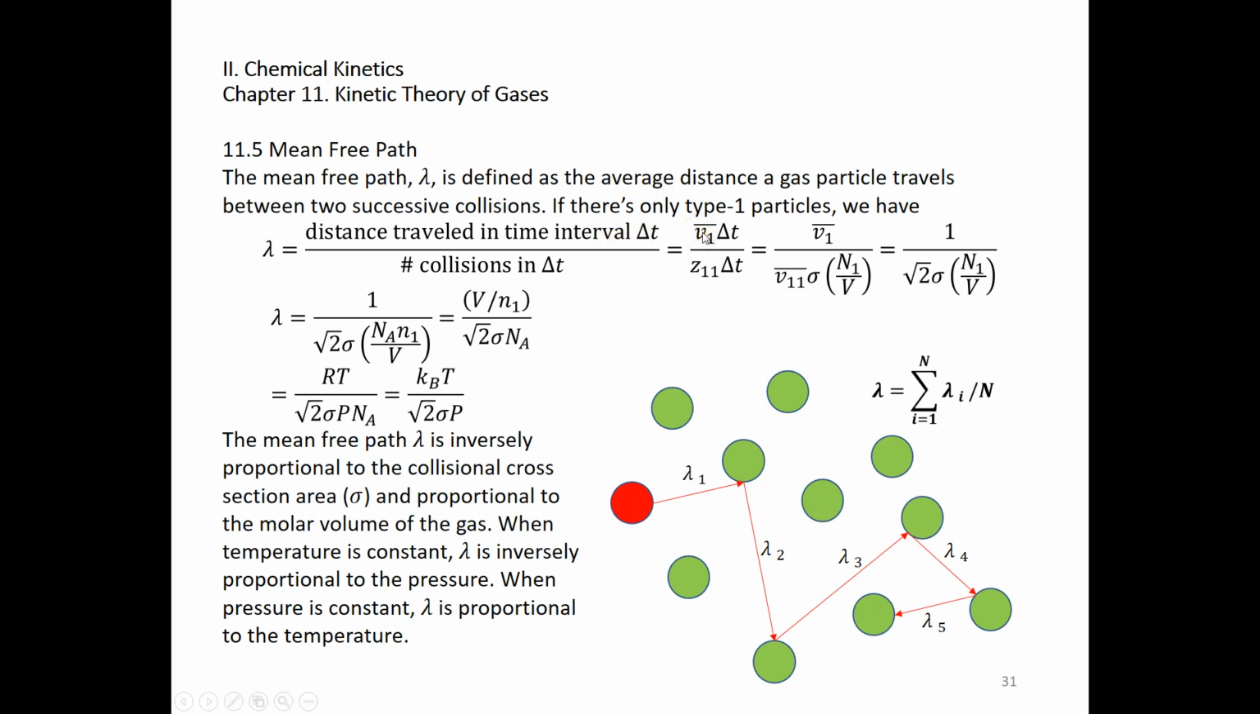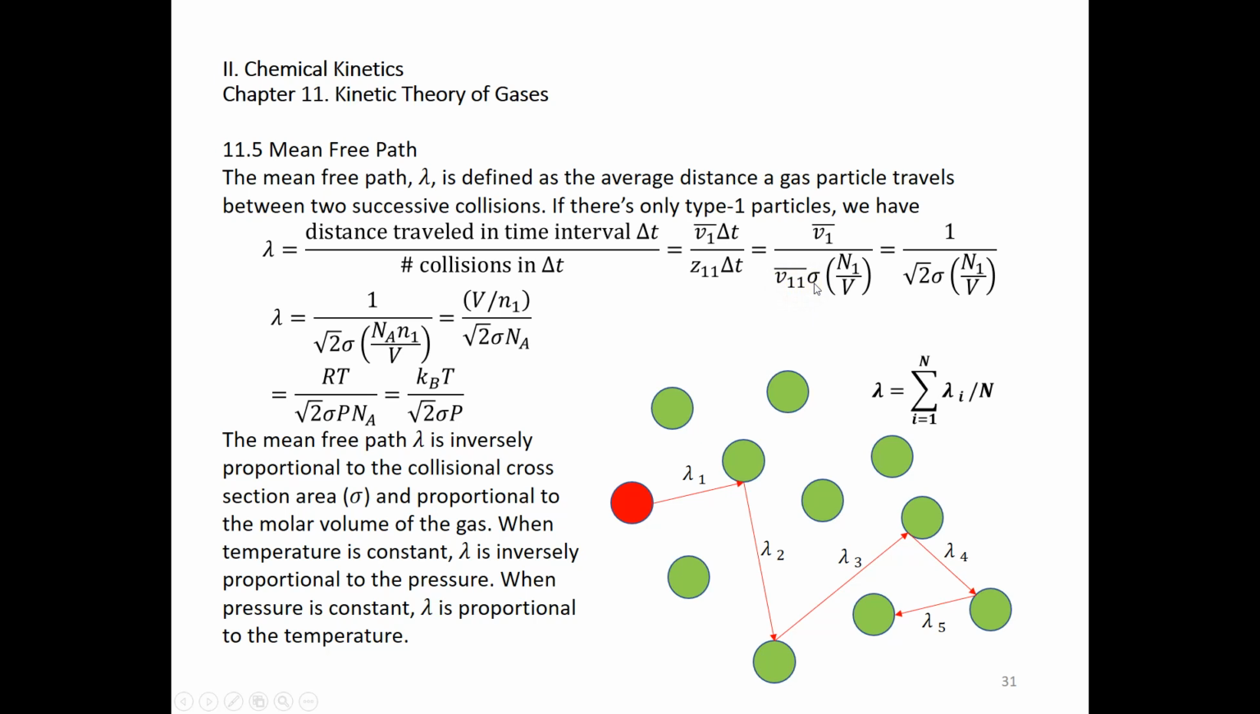Now on top, it's just the average speed of this particle times delta t. On the bottom, it's the collisional frequency of the particle multiplied by delta t. Delta t and delta t cancel. On top, we have the average speed of this particle. On the bottom, we have the relative average speed. So over here, when we derive the collision between two type 1 particles, we need to use this v sub 11 here. That means the relative average speed between type 1 and type 1.